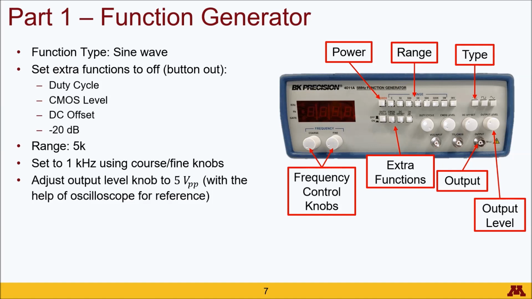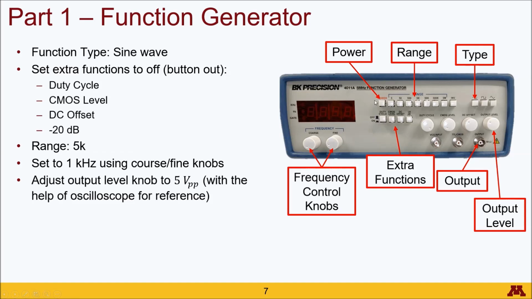First, you're going to want to specify the function type as a sine wave, and then these extra functions, you actually want to set them all to off, which means that the button is out rather than in. And then the range actually specifies what range of frequencies are available to the function generator. So since we're going to be dealing with a signal of 1 kilohertz, you'll want to select 5 kilohertz range and then use the coarse and fine frequency knobs to make larger or smaller tunings towards that 1 kilohertz signal.